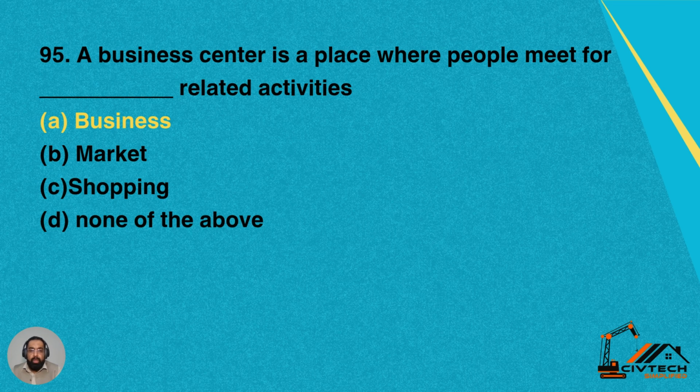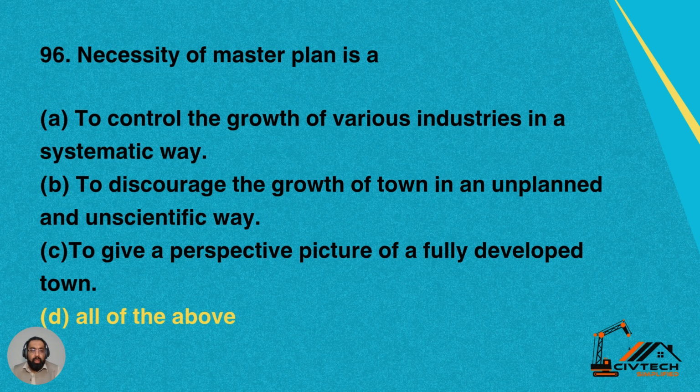Question 95. A business center is a place where people meet for dash related activities. Number A, business related activities. B, market. C, shopping. D, none of the above. Yes, business center is the place where people meet for business related activity. So option A is correct for this question.